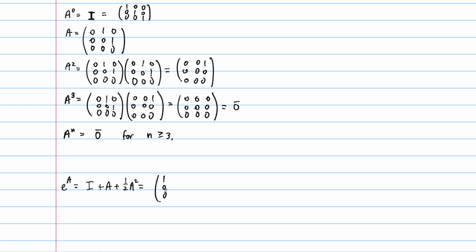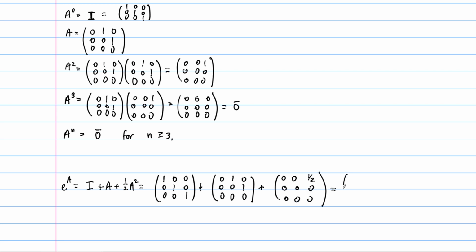So that's our matrix 1, 0, 0, 0, 1, 0, 0, 0, 1, plus our matrix A, plus 1/2 times the matrix A squared, which is just going to put a 1/2 in this 1, 3 position. And then when we add this all up, we get 1, 1, 1/2, 0, 1, 1, 0, 0, 1. And so there's the exponential of this matrix A. So the exponential of this matrix is this one. That's e to the A.